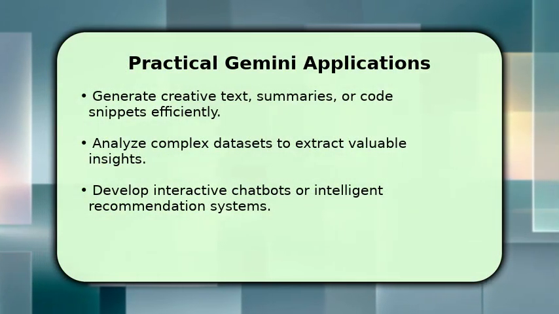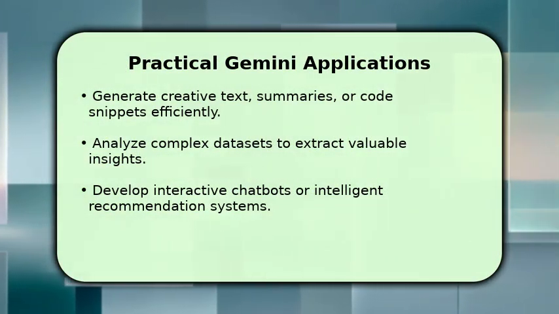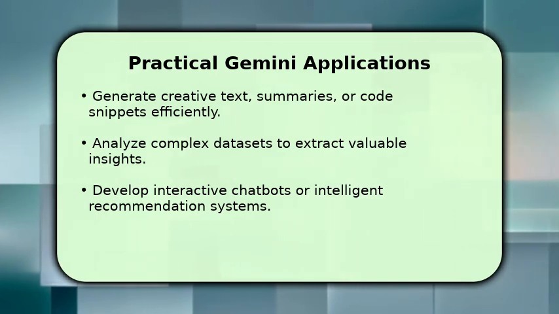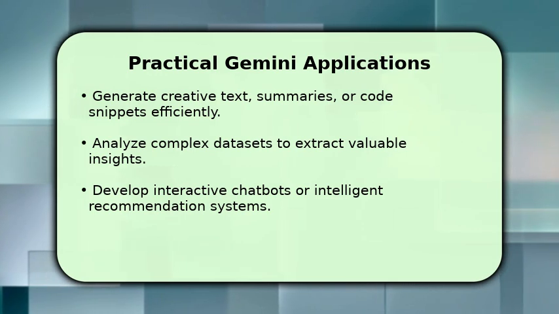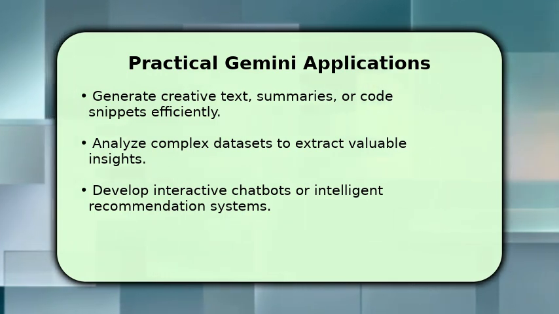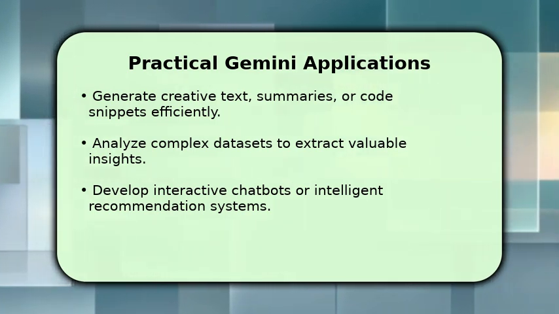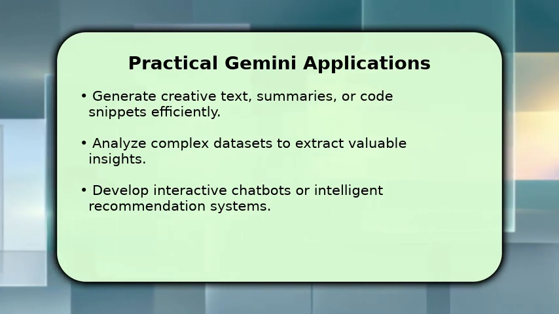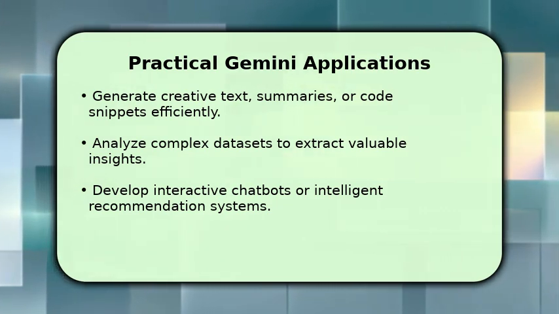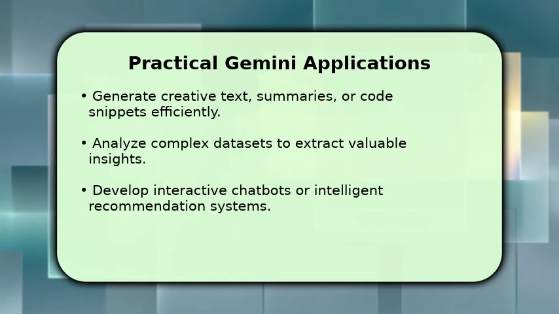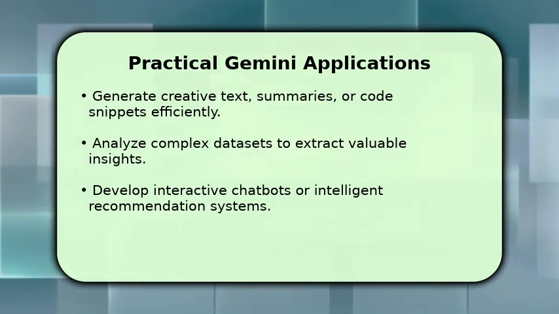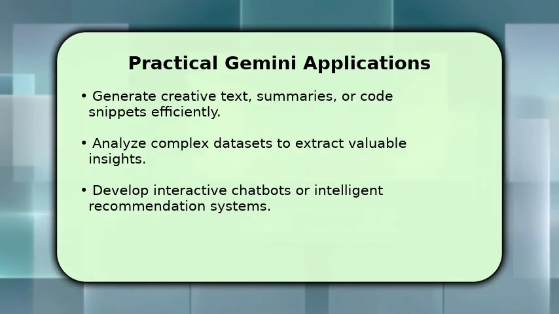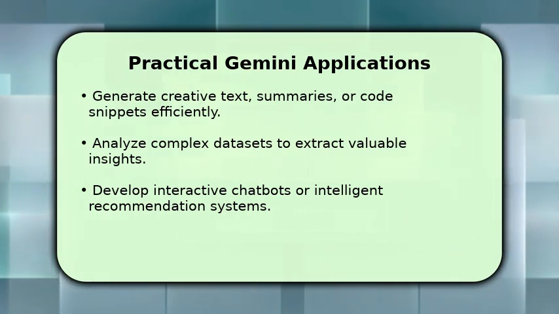Gemini can power many project features. For instance, generate marketing copy, summarize long documents, or even write code. It excels at analyzing large text datasets for sentiment or key themes. You can also build conversational agents or personalized content recommenders. Gemini's versatility makes it a valuable asset for enhancing user experience and automating complex tasks.